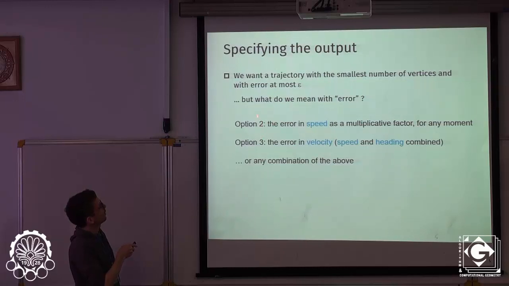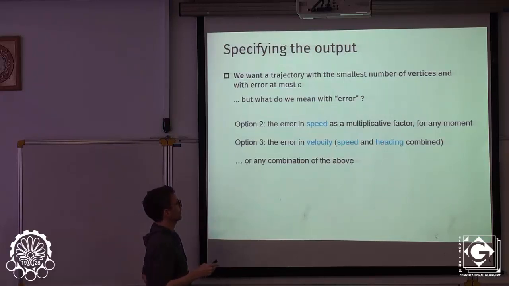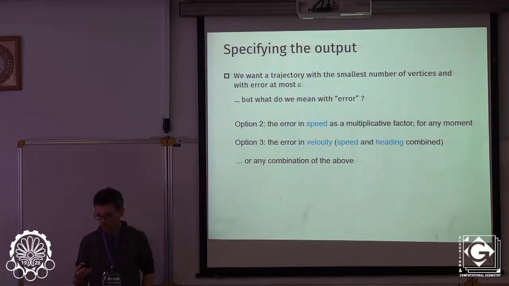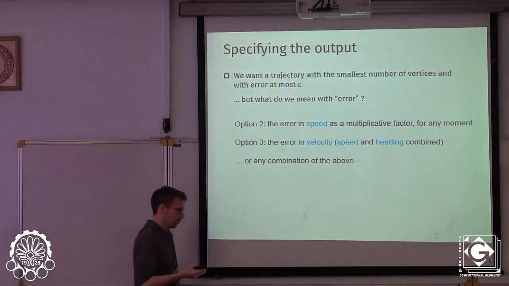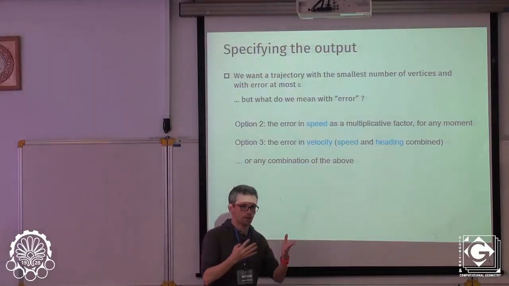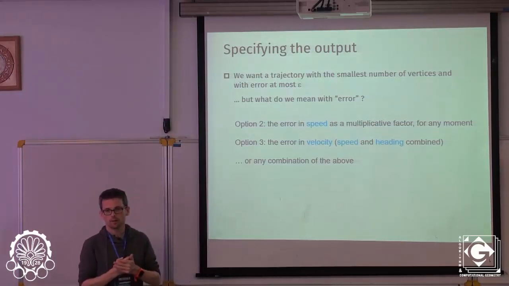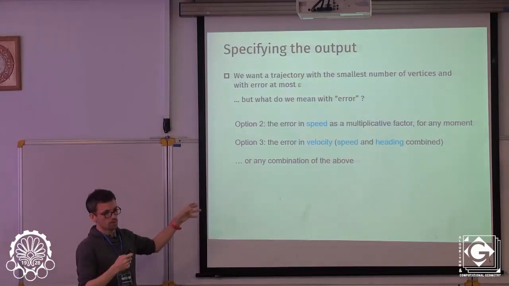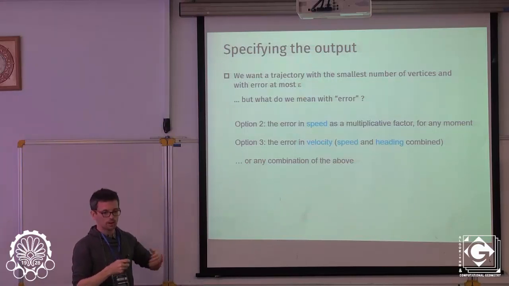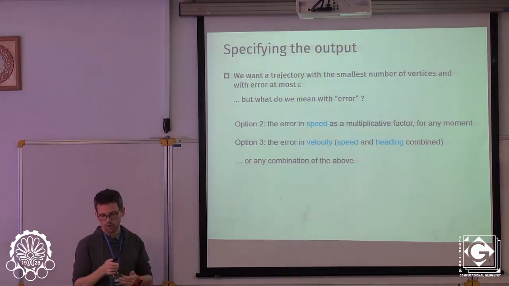We could also look at, for instance, error in velocity. So now I was discussing speed. We could also look at error in velocity, so that would be speed and heading of the trajectory. And you can also look at combinations of that. But now, after saying all of this about how to incorporate time, speed, and so on, I will actually want to start with this very simple version of line simplification and solve that first.